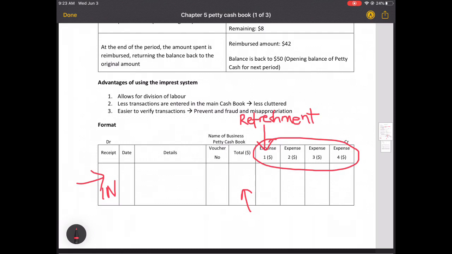So this is where you will record all the refreshment you buy, your coffee, your tea, your sugar. And then the second expense may be your transport. So this is where you record maybe all your fuel or your bus ticket or your taxi amount. Every business has different expenses and different categorization, so this depends on the question you are given.